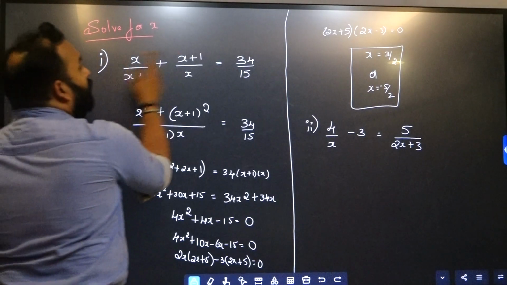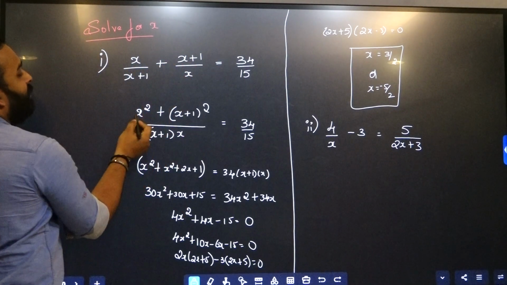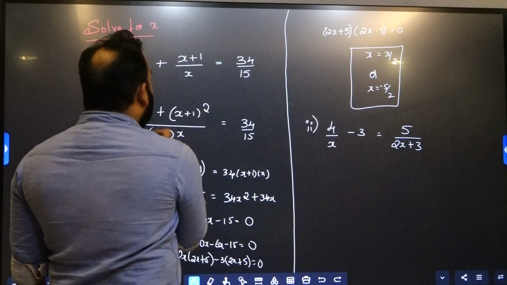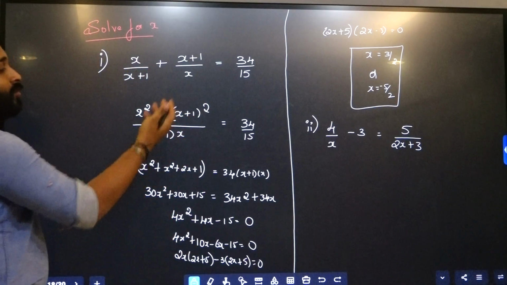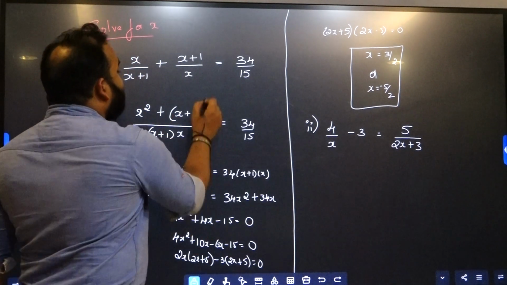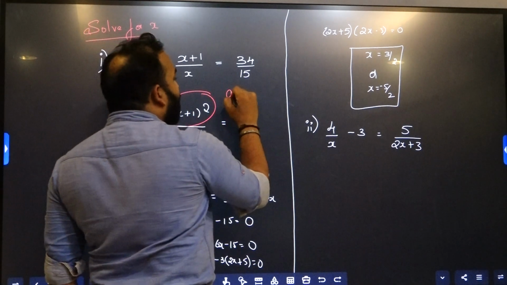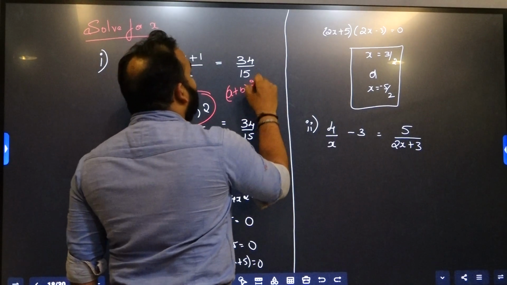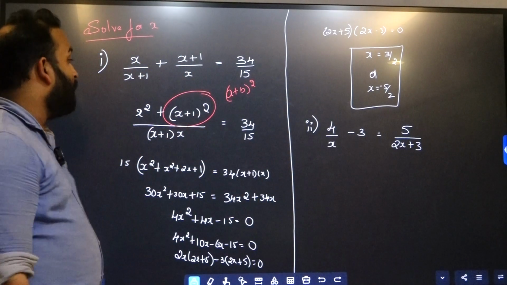If you multiply here, it becomes x square plus x plus 1 the whole square, whole divided by x plus 1 into x is equal to 34 by 15. First step, take LCM and solve, children. And here, whenever you get something like this, please remember to apply the a plus b the whole square formula. Please remember, it's important.